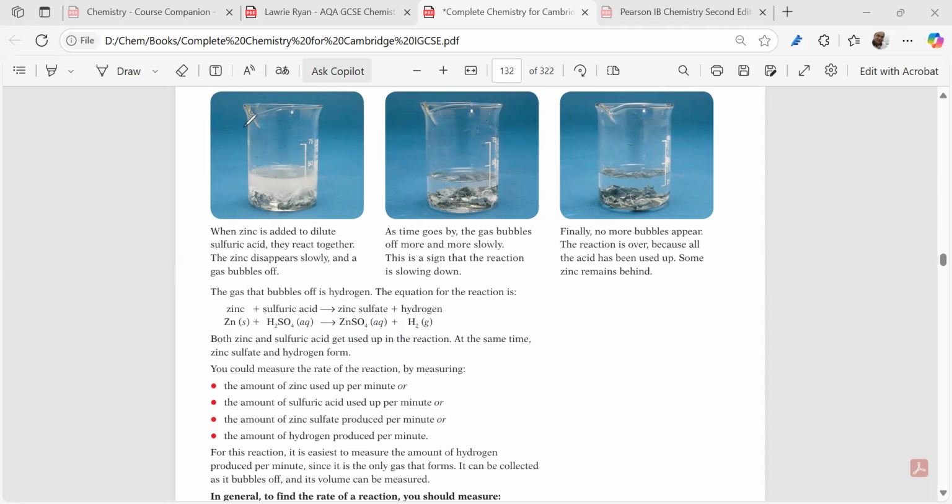Now, can you go to the Zoom chat and tell me which procedure will be easiest to do? Which is the easiest to measure: zinc, H2SO4, zinc sulfate or H2? Please try to send me. Okay, everybody send me. I've got two only.